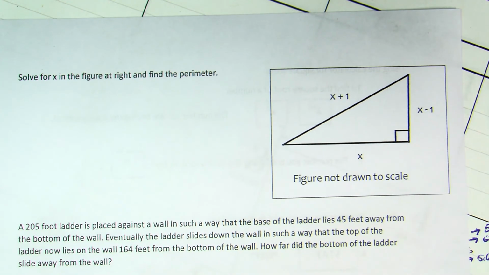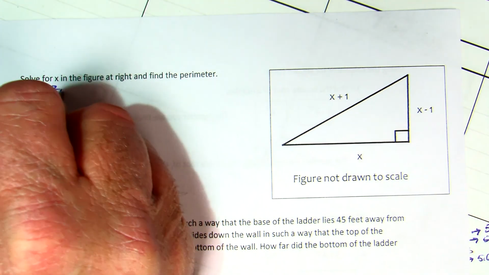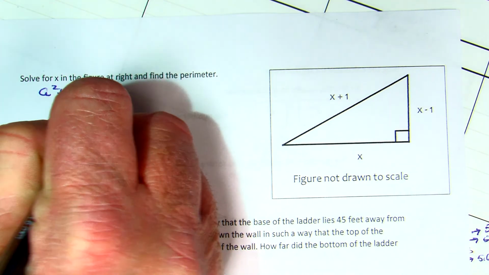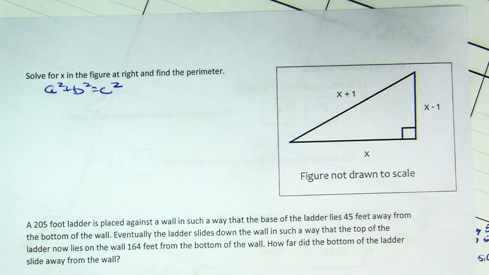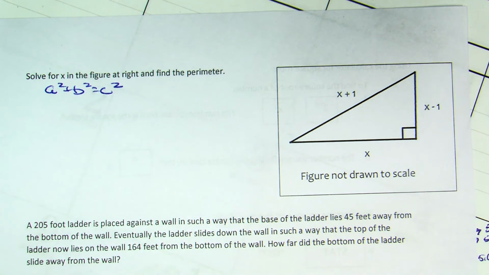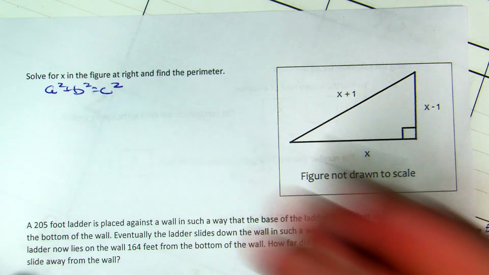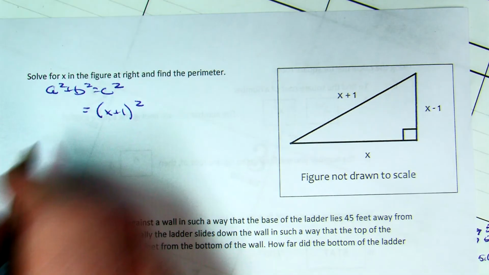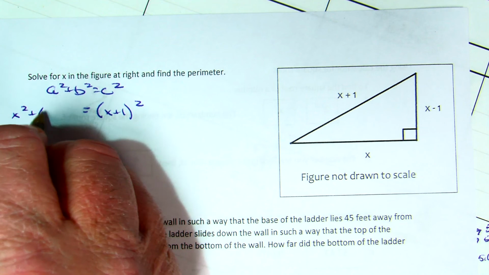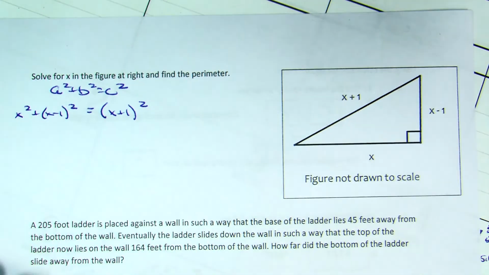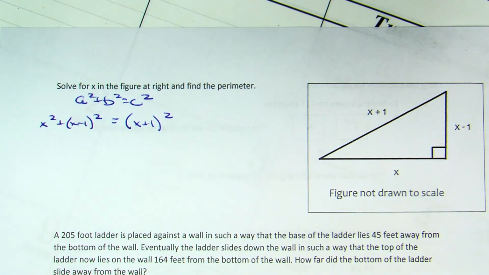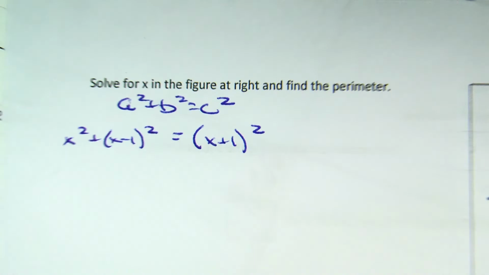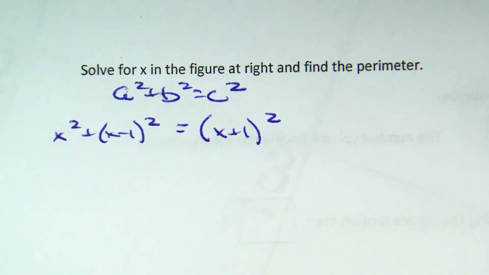Solve for x and find the perimeter. So, Pythagorean theorem, a squared plus b squared equals c squared. Which one has to be c? Which variable expression? X plus 1. And then a and b are interchangeable. So x squared plus x minus 1 squared. Everybody okay with that? All good? Okay.